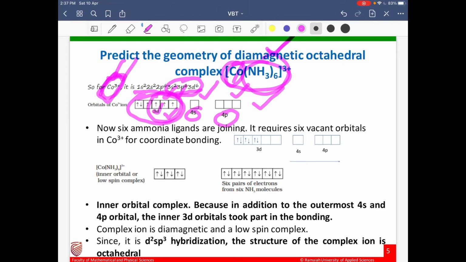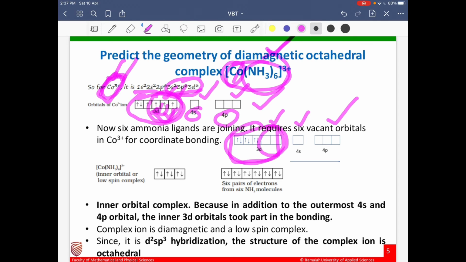So it is necessary to have internal pairing in 3d orbitals like this. These electrons shifted to the inner orbitals and you can see there are now 2 3d orbitals which are free. So now there are a total of 2 3d orbitals, 1 4s orbital, and 3 4p orbitals. Now 6 vacant orbitals are there. So coordinate bonds with the 6 ammonia ligands are possible now.